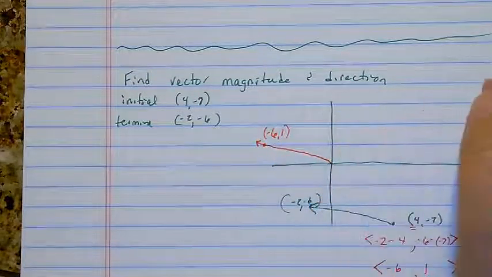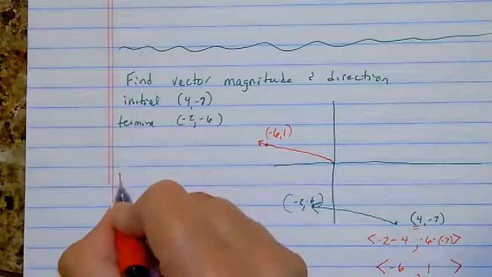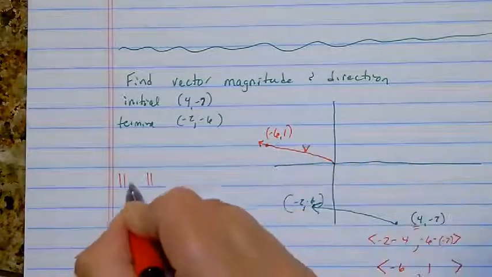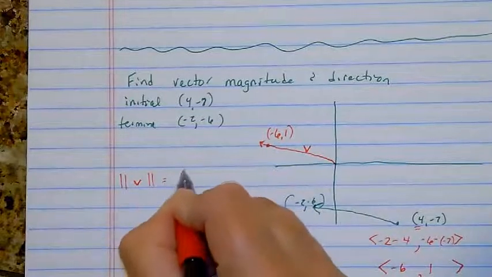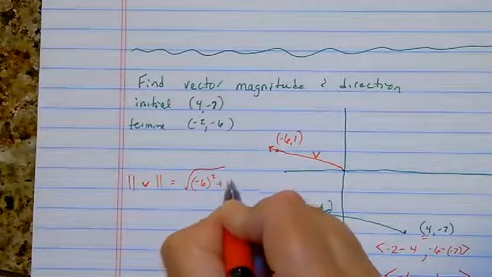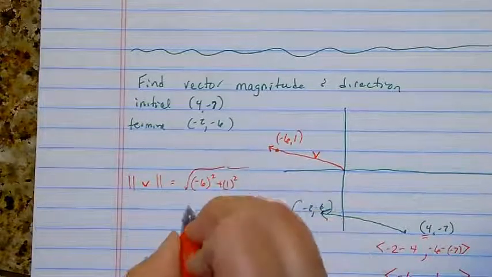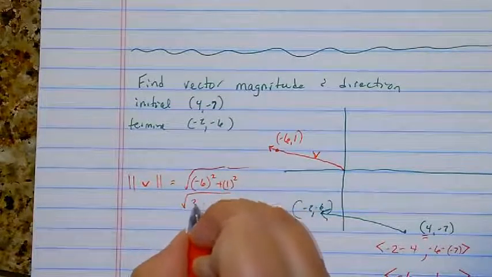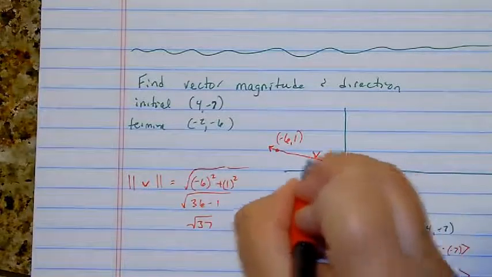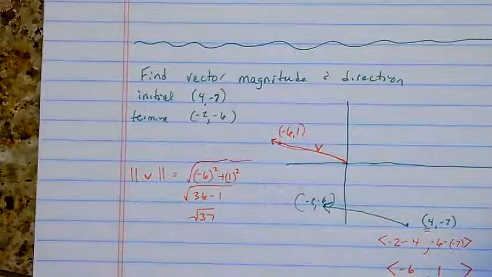What I want to find now is the magnitude. So the magnitude of this new vector, I'm going to call it vector v, is the square root of -6 squared plus 1 squared. So square root of 36 plus 1, so square root of 37. So that means the length from here to here is the square root of 37.